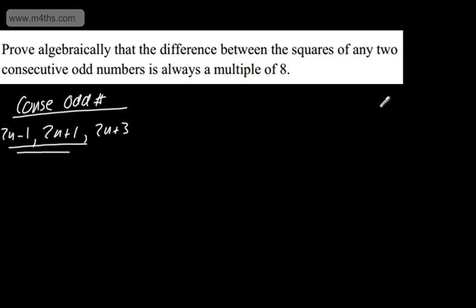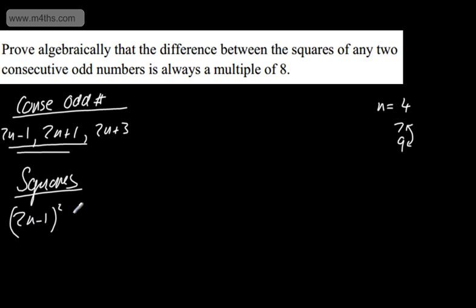So just think now, if n was equal to, let's say 4, we could say 2n minus 1 was 7, 2n plus 1 is 9. We can see that these are consecutive odd numbers. So we're now looking at the squares. So what I'm going to have, the squares, we're going to have 2n minus 1, which we need to square, and we're going to have 2n plus 1, which we need to square.